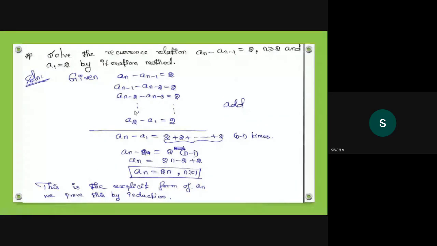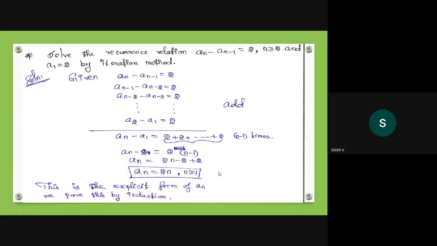Finally, an minus 1 and an minus 1 cancel, an minus 2 and an minus 2 cancel. Here an minus 3 is coming, and this an minus 3 is cancelled. So every term cancels, therefore only the first, a2 minus a1, and the final step are left. Therefore, an minus a1 equal to 2 plus 2 plus 2 and so on, n minus 1 times, not n times, n minus 1 times. So you can substitute the given value: an minus a1 equal to 2 plus 2 plus 2 plus dot dot dot n minus 1 times.